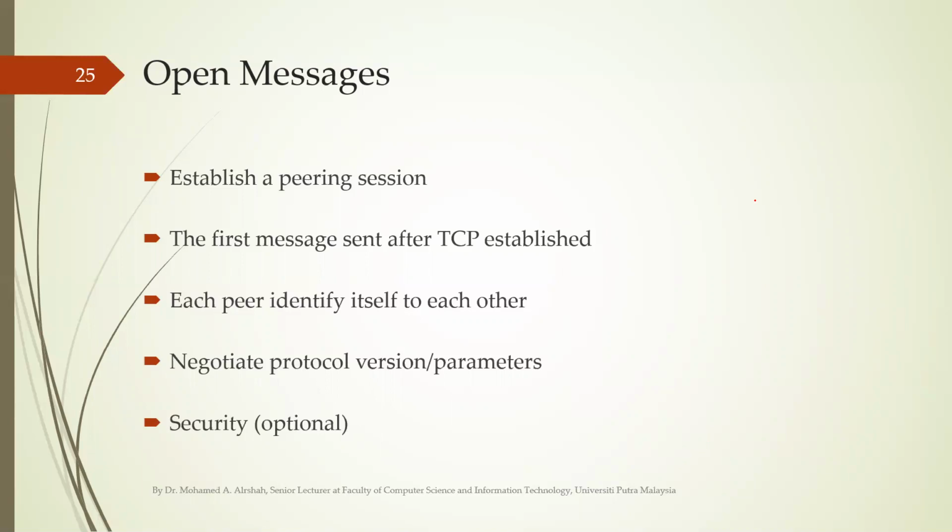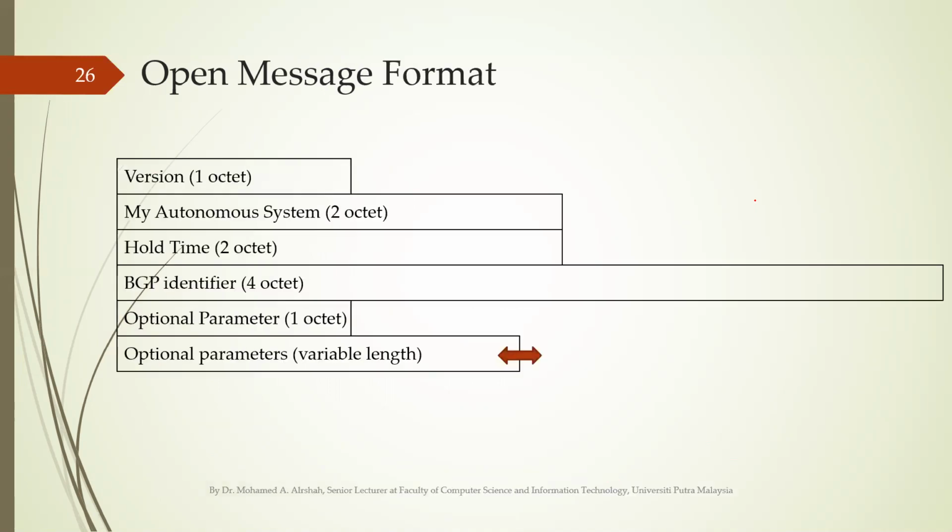It's used for negotiation. The open message will include some parameters, some variables. Then the two sides have to negotiate and decide. After they accept the negotiation, they establish the session. Negotiation could include the version number, some parameters, and so on. The open message can also be used for security, which is optional.